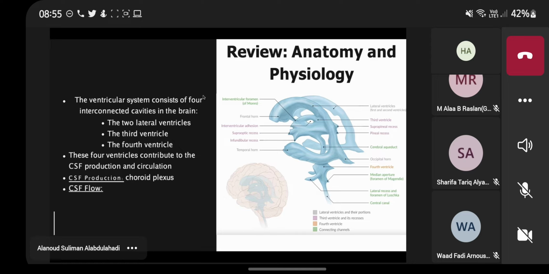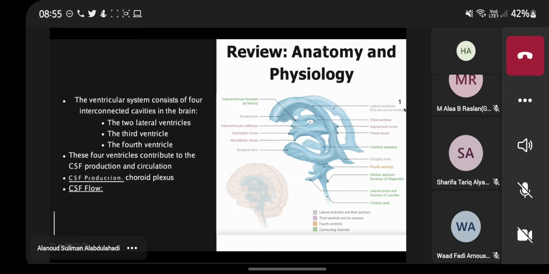Now, first, for the ventricular system, in general, it consists of 4 cavities that are connected to one another in the brain. So we have the 2 lateral ventricles, and these are the largest out of all the ventricles. Then we have the 3rd ventricle and the 4th ventricle. So these ventricles are a part of the CSF production and also the circulation. CSF will be produced in the choroid plexus that are seen in the lateral, 3rd, and 4th ventricle by plasma filtration. And after it being produced, the flow starts in the lateral ventricles.